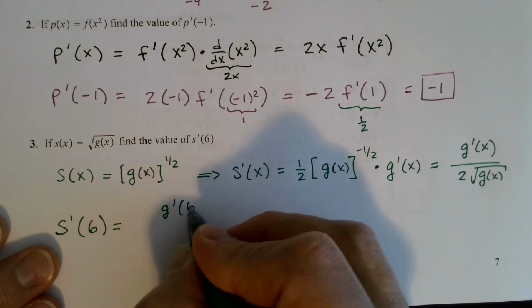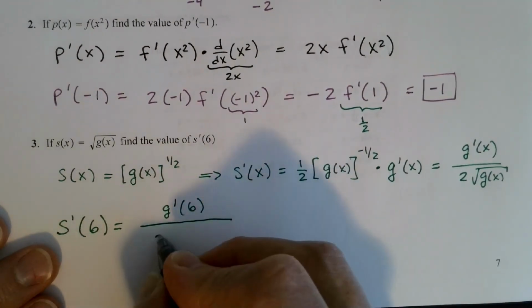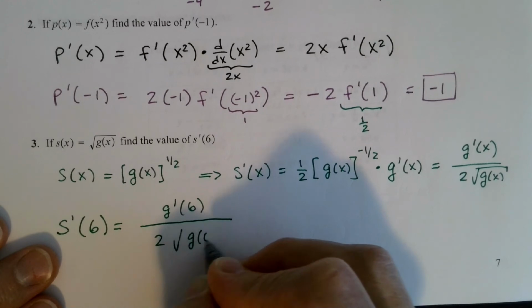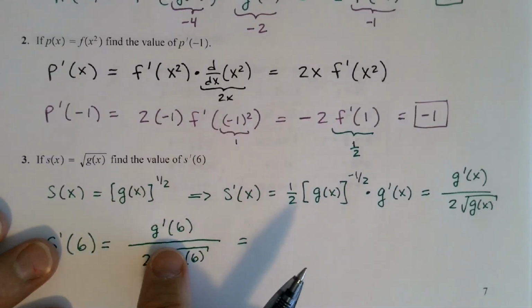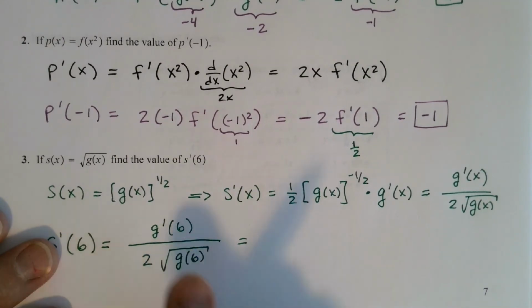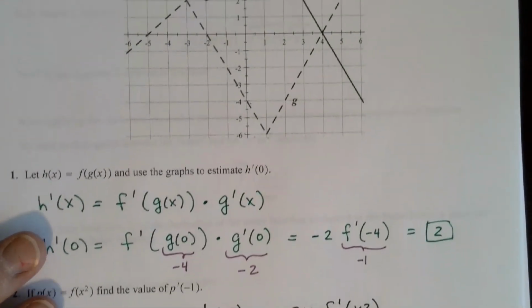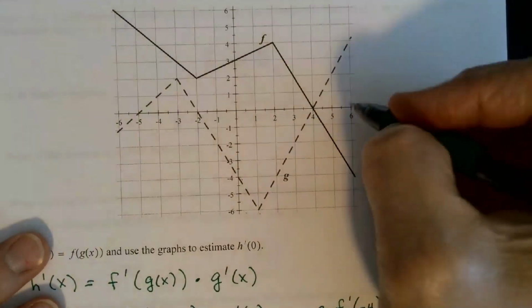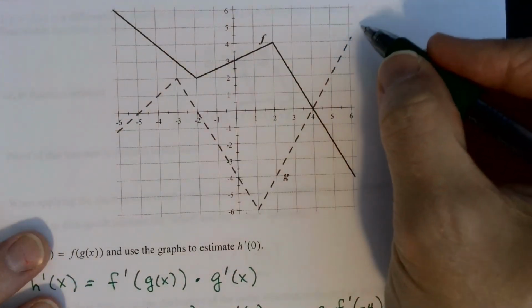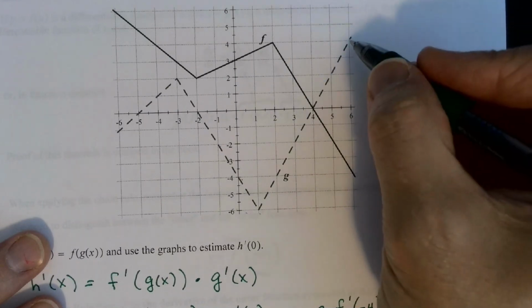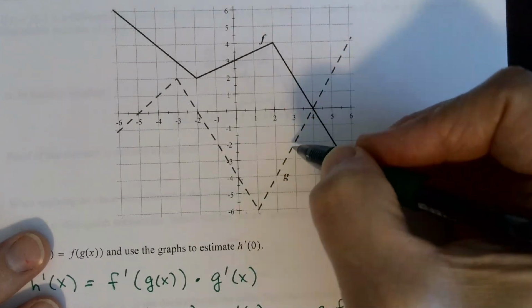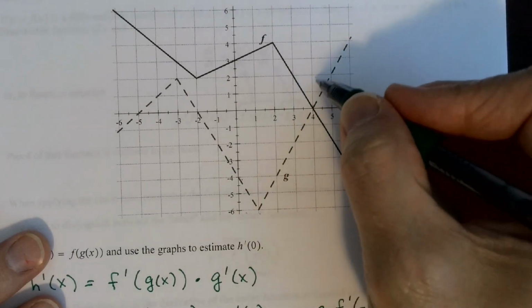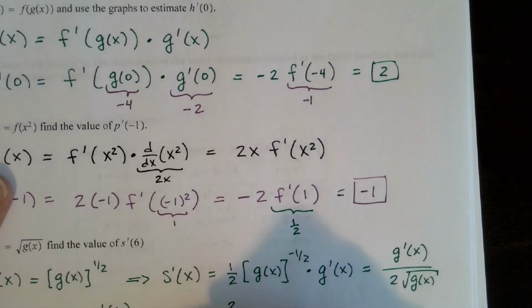G prime of 6 over 2 times the square root of g of 6. Well, g prime of 6 is the slope of g at x equals 6. What's the slope of g, the dashed line, at x equals 6? Again, we're not going to fool you. We're assuming this continues on in that direction. So right there at 6, what's the slope of this line? It's positive, right? It goes up 2 over 1, up 2 over 1. Slope is 2. So the top is 2.